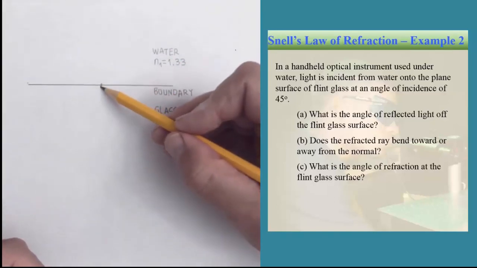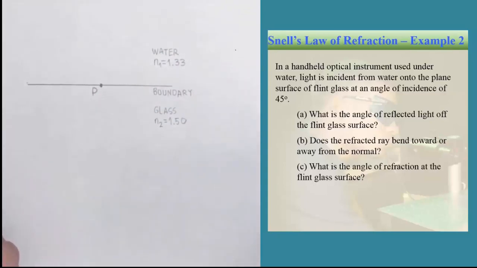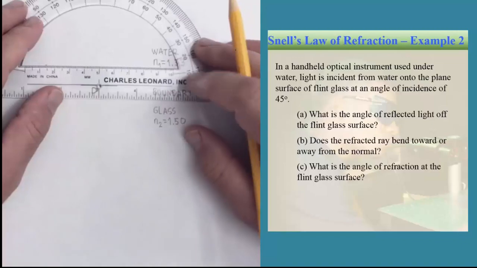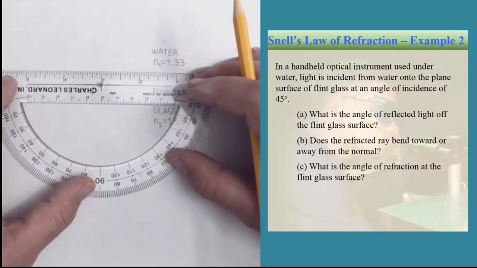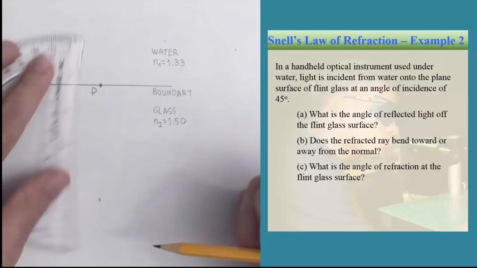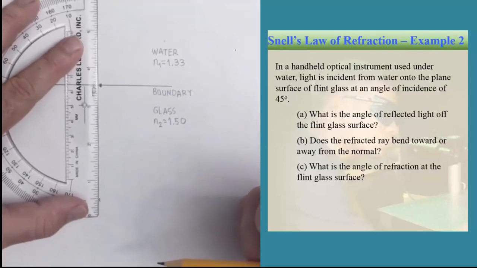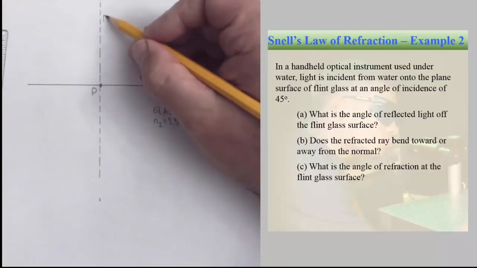So here we are going to construct the point P, which we are going to assume is the point where the reflection and refraction are going to take place. At that point, we are going to create a reference line that's going to be perpendicular to the surface boundary between the two media. So I'm using my protractor here. Here's my 90 degrees, and then I'm establishing this line that's perpendicular to the surface boundary. So that's my reference line.